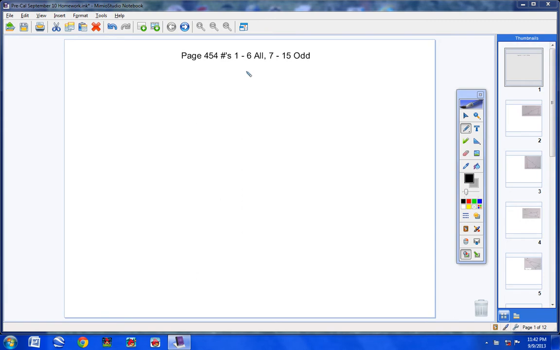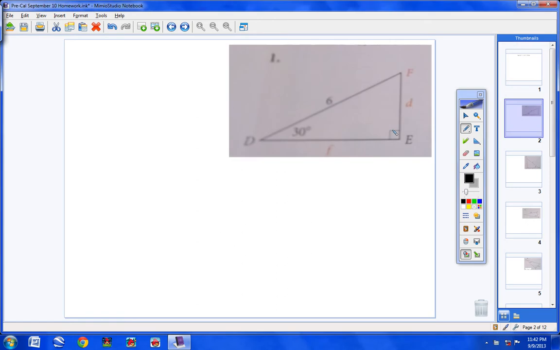Here's the assignment right here. Let's go ahead and get started with problem number 1. Go ahead and open your books to page 454. Have your homework out and your calculators and pencils, and let's see if we can't answer some of your questions for you. Okay, on the first problem here, I'm going to circle in red.